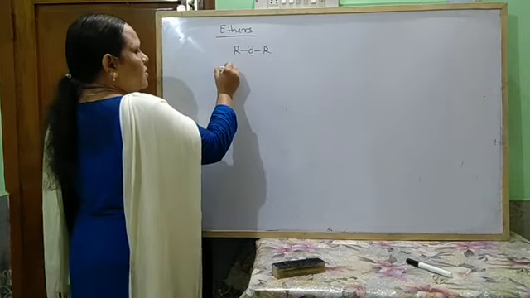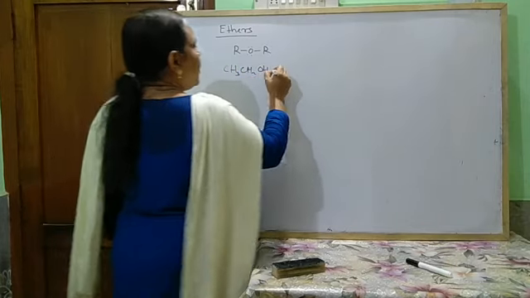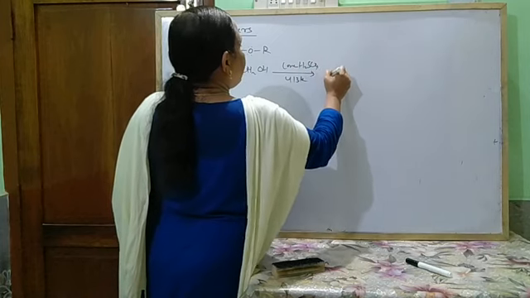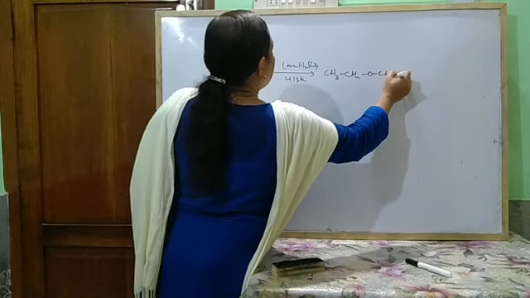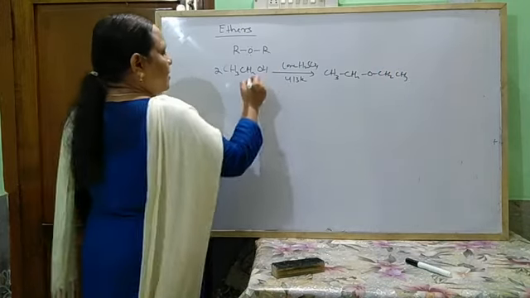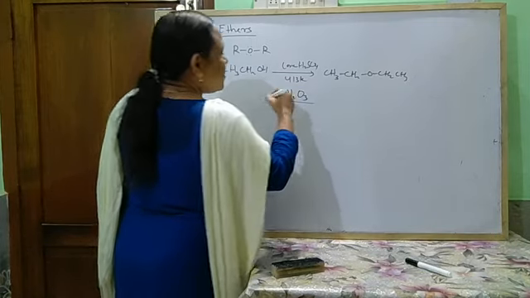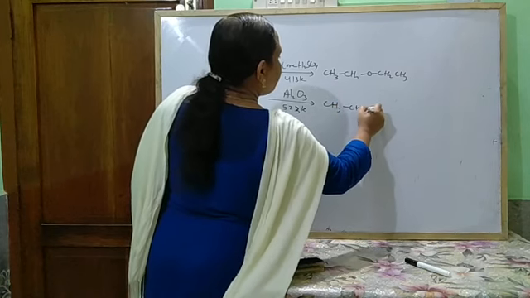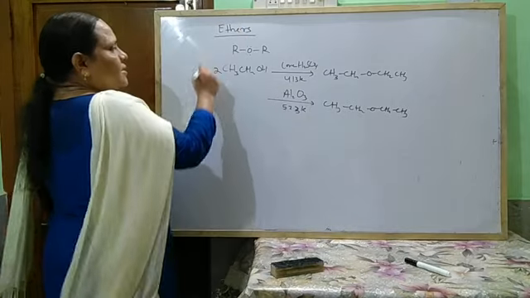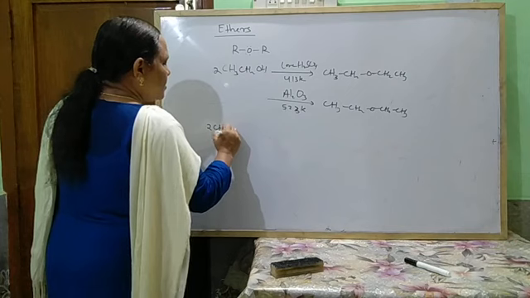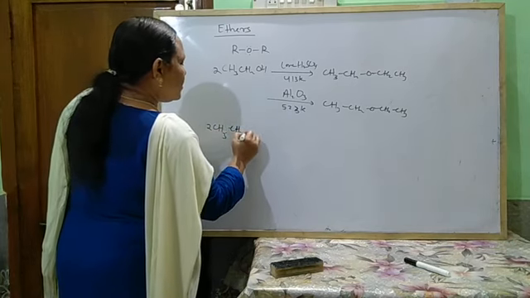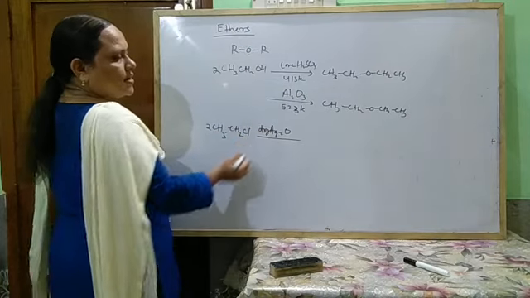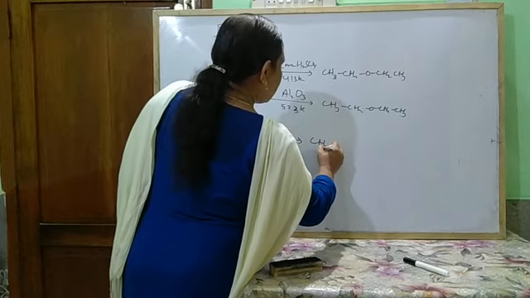So this is prepared from alcohol. When an alcohol is heated with concentrated sulfuric acid at 413 Kelvin, it gives an ether. It is also prepared from alcohol by heating with aluminum oxide at 523 Kelvin. It also forms ether. Okay, so ether is also prepared from alkyl halide. When alkyl halide is treated with dry silver oxide, it also forms ether.